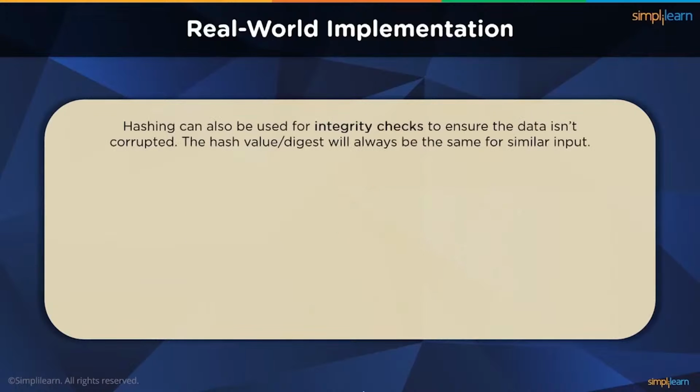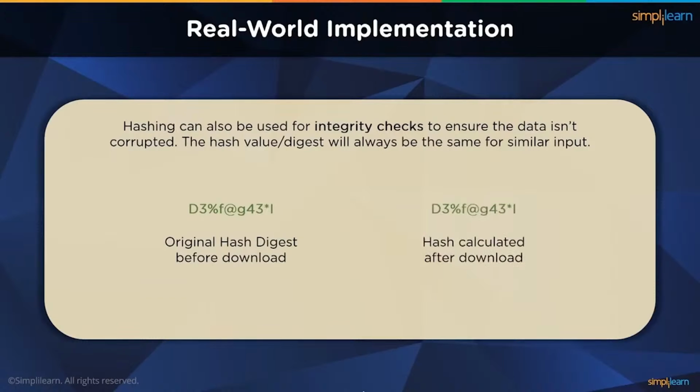Apart from password storage, hashing can also be used to perform integrity checks. When a file is uploaded on the internet, the file's hash value is generated and uploaded along with the original information. When a new user downloads the file, he can calculate the digest of the downloaded file using the same hash function. When the hash values are compared, if they match, then file integrity has been maintained and there has been no data corruption.